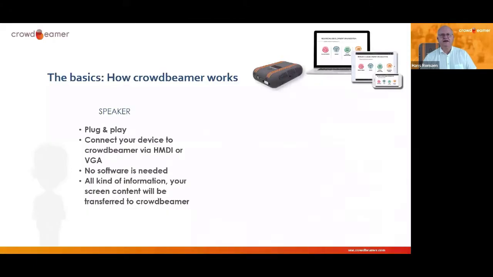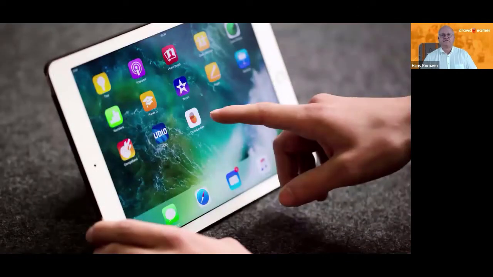Connect the HDMI cable, push the button, the Crowdbeamer starts. As you see, no software is needed. The Crowdbeamer device works together with an app available for iOS, Android, Windows, and Mac. Download, install, and open the app. Then connect to the Crowdbeamer's Wi-Fi network.